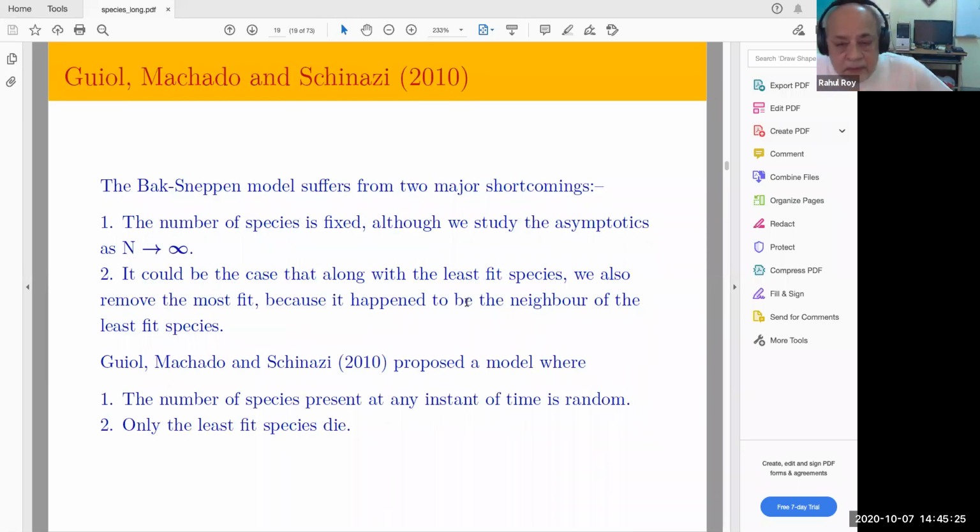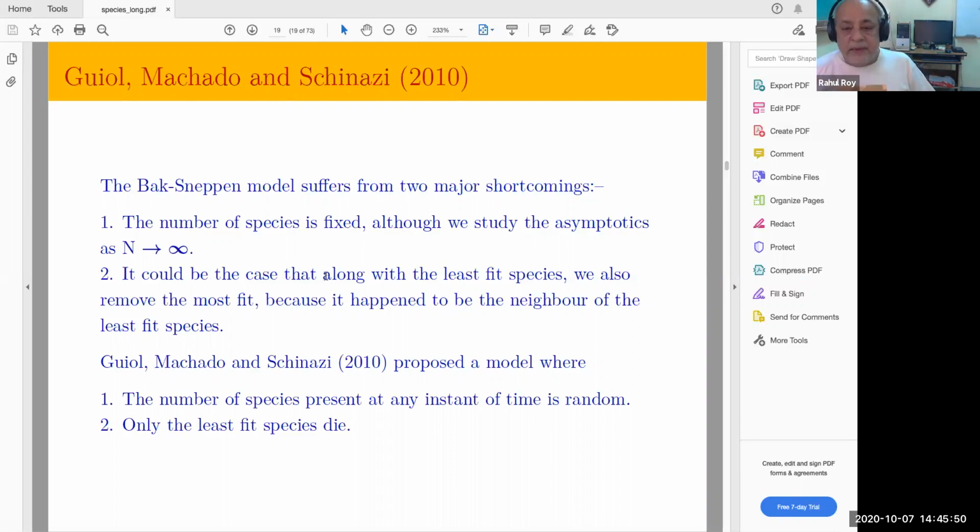Okay, so let me go to the Guiol-Machado-Schinazi model. This is 2010. Before that, let's just see that the Bak-Sneppen model suffers from two major shortcomings. The first is that the number of species is fixed. Although we study the asymptotics as n goes to infinity, the number of species is fixed.